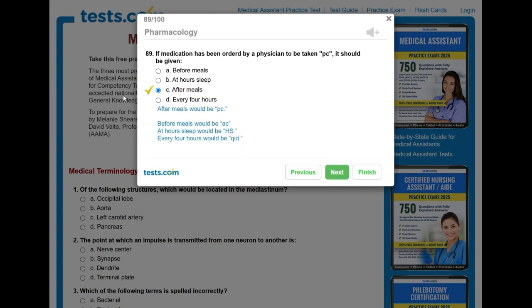C. After meals. After meals would be PC. Before meals would be AC. At hours of sleep would be HS. Every 4 hours would be Q4H.